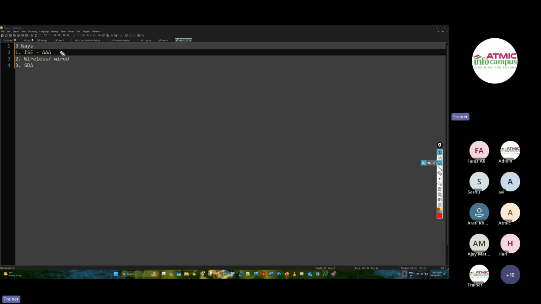The first way is standalone. The second is that it is used for wired and wireless along with standalone. And thirdly, it is used for SDA. Nowadays, this is the trending part: ICE is used in software defined access.